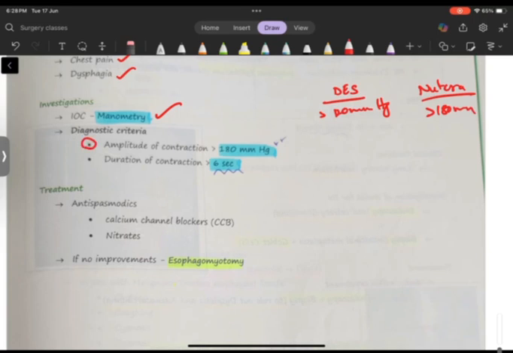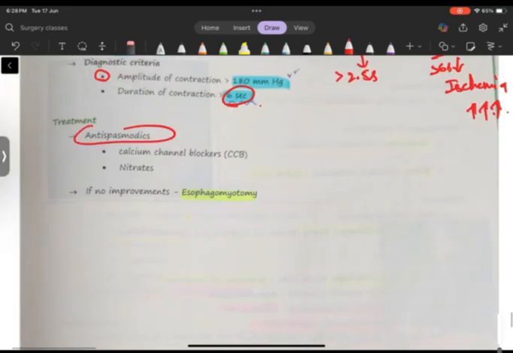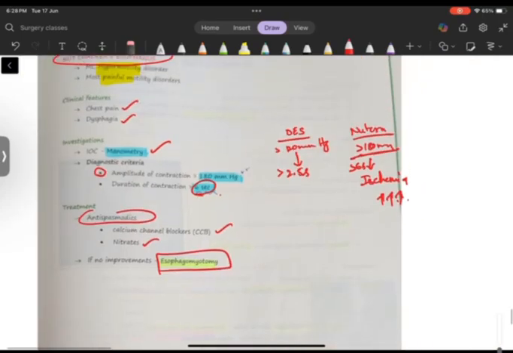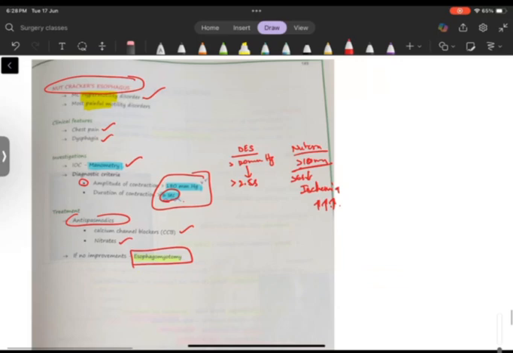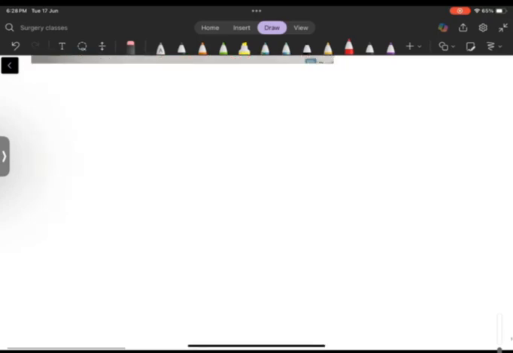That means when we measure the force with which it is contracting, it is higher in nutcracker than in diffuse esophageal spasm. Hence the chance of ischemia is even higher here. There it was more than 2.5 seconds, here more than 6 seconds. Hence ischemia is more in case of nutcracker esophagus. Same treatment, antispasmodics and calcium channel blockers and nitrates. If there is no improvement, same treatment like esophagomyotomy. Basically based on this 180 mm Hg and more than 6 seconds, and because of increased motility we are calling it as nutcracker's esophagus.